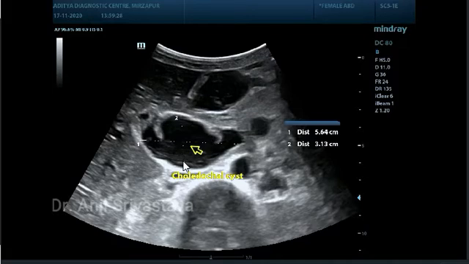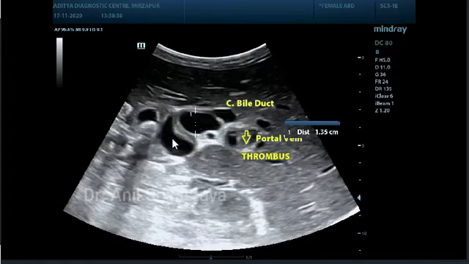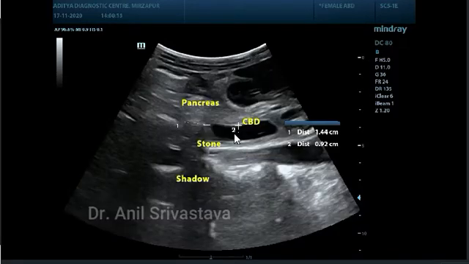This is the choledochal cyst in the pancreatic part of the CBD. This is the common bile duct dilated at the porta, with prominent portal vein with portal thrombosis. Here is the dilated CBD and calculus at the pancreatic part of the CBD.